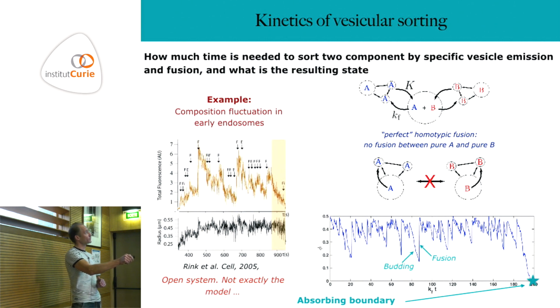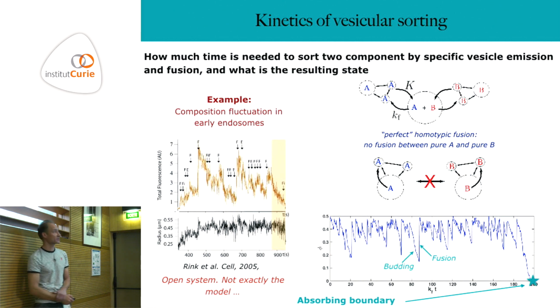And so if you look at these different processes, you basically have the composition of the compartment, which decays over time because of budding, and then increases because everything that budded out fuses again. And so you basically have budding, fusion, and eventually you will reach the situation where those two species have completely separated. And then, since A and B don't fuse with one another, these two things will remain at steady state and will not mix again. So this is an absorbing boundary condition of a stochastic process.